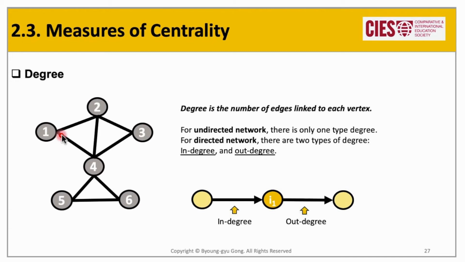For an undirected network, there is only one type of degree. But for a directed network, there are 2 types of degrees, in-degree and out-degree. As you can see here, in-degree means the edges heading to the given vertex, while out-degree means the edges coming out of the given vertex.